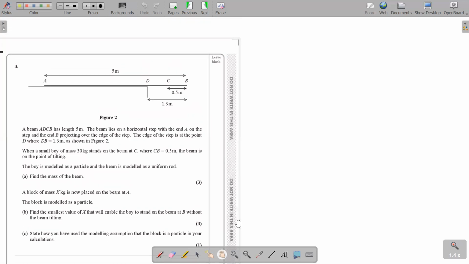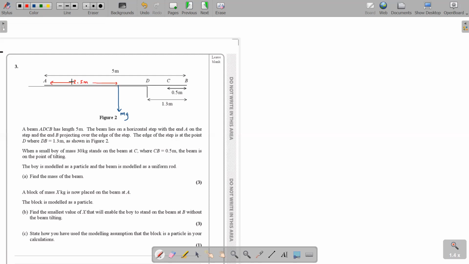The first thing is, a uniform rod means what? It means the weight of the rod acts at the center. So what's the weight of this rod? Have they told us? The mass of the beam is what we need to find. So let's say the mass is M, so the weight will be mg. Are you okay with that? So let's put the weight as mg and the weight acts exactly in the middle. So that means it's 2.5 meters to each side.